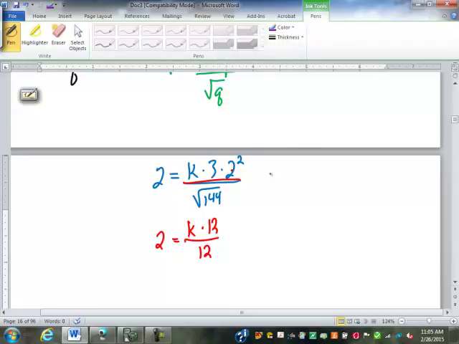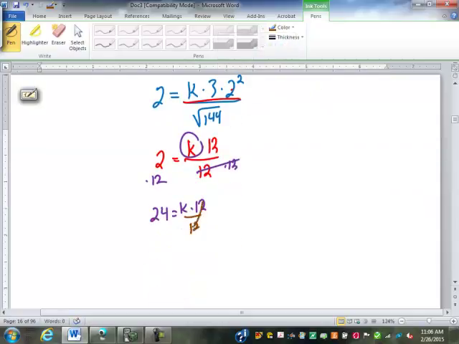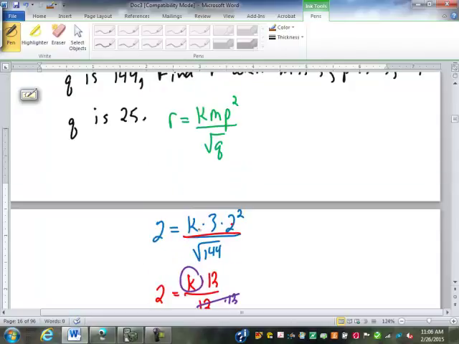So now, to solve for K, I'm going to multiply by 12. So 24 equals K times 12. And yes, I do realize some of you might just say, let's divide out the 12s and cancel them out. You can do that. I'm just being more proper here. And then we're going to divide by 12 to get rid of the 12 times K. We get 2 equals K. So K equals 2. So that brings us up here to tell us that R is equal to 2 M P squared over the square root of Q.